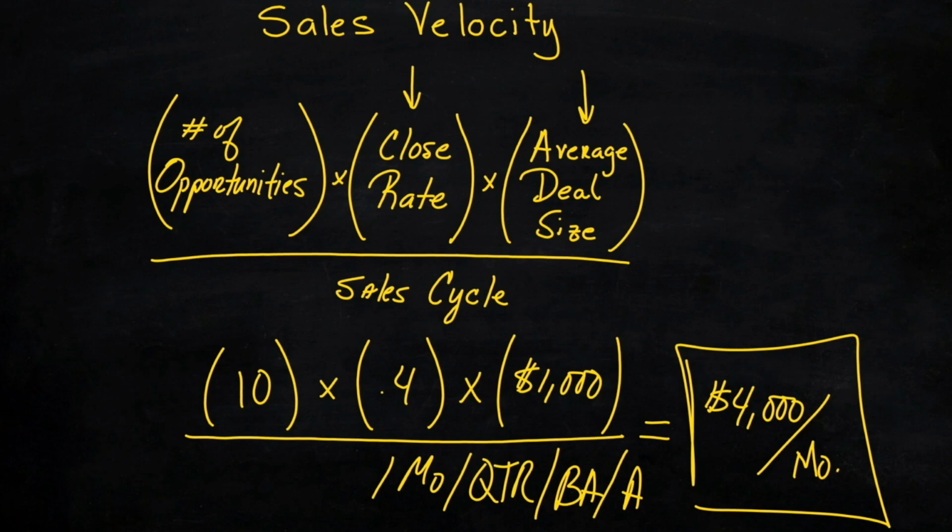So again, you can use monthly, quarterly, biannual, or annual to measure your sales velocity. I recommend doing it monthly so you can make the necessary adjustments.